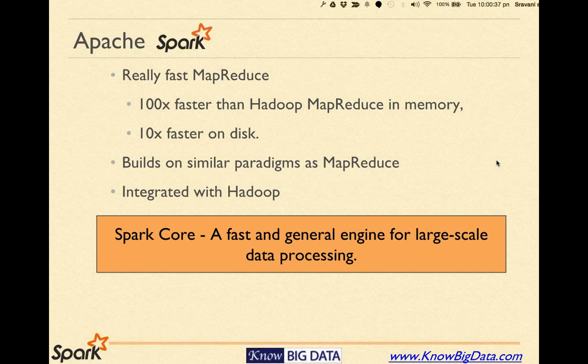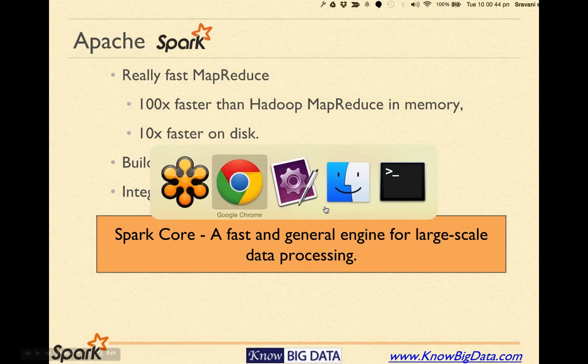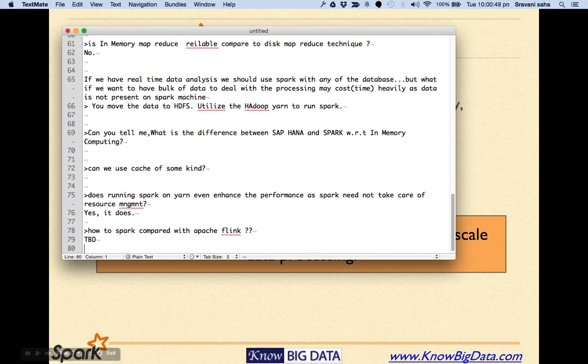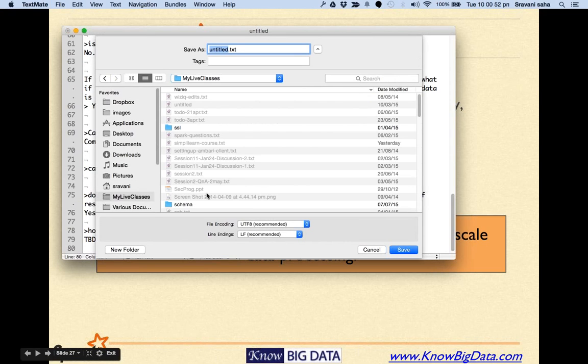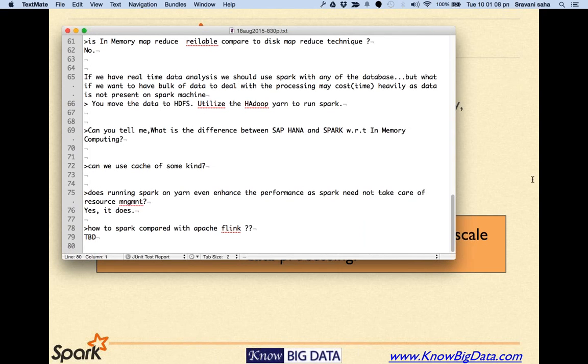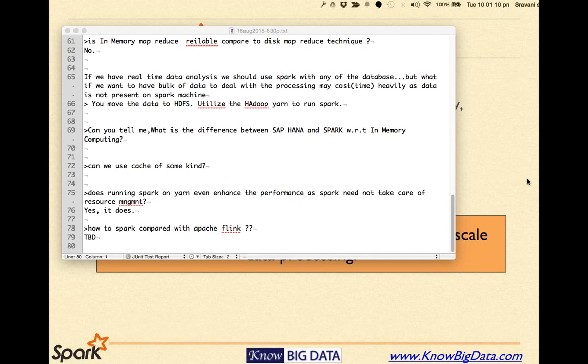How does Spark compare with Apache Flink? Okay, that is something I will have to look at. So which one are you talking about? So I'm just putting it as to be done. All right, let me just save it somewhere. And today's date is 18th August 2015, 8:30 p.m. All right, so that is something I have to look at.